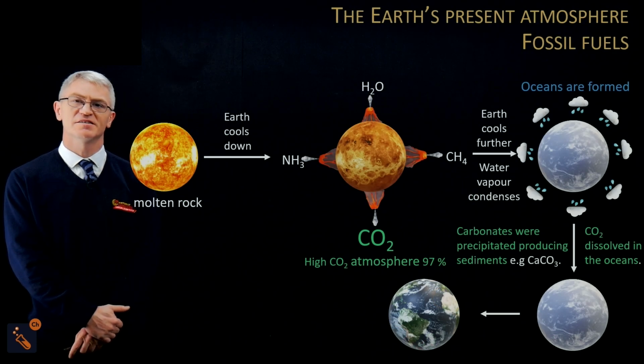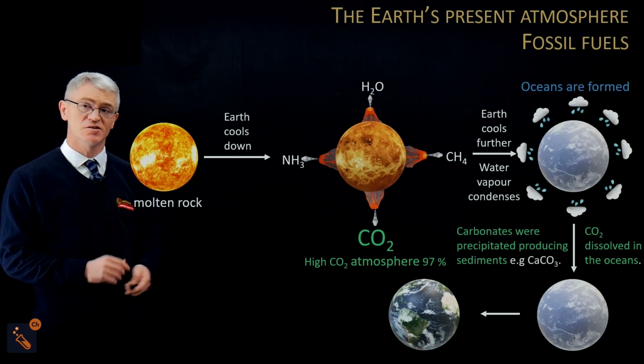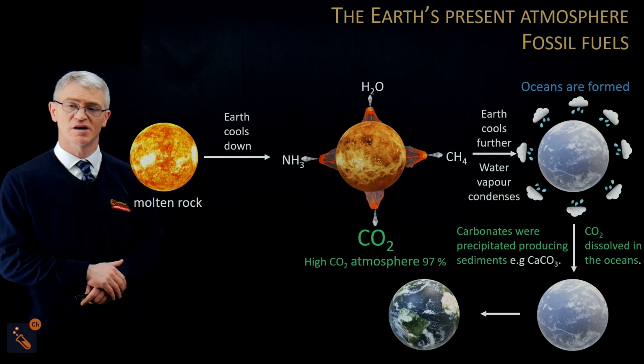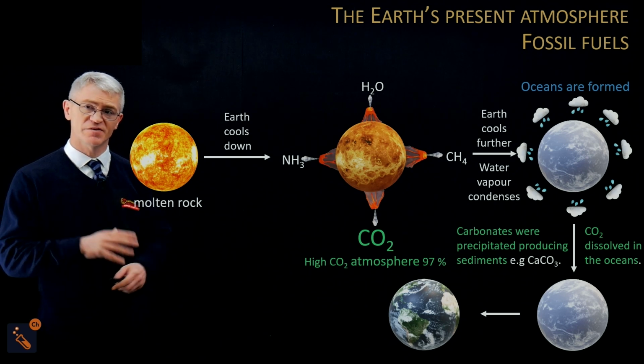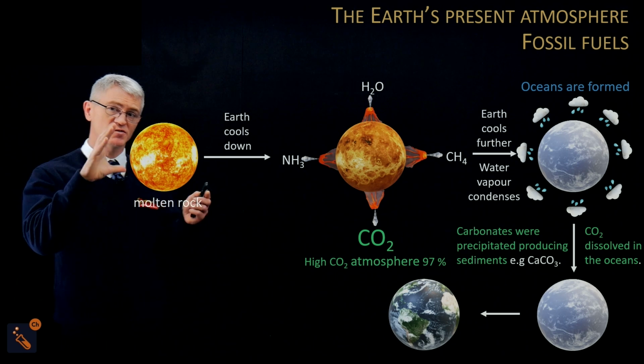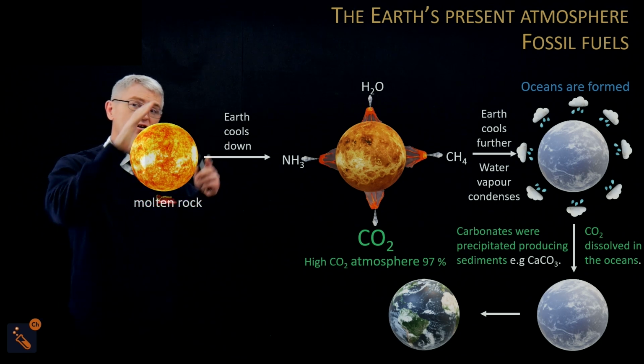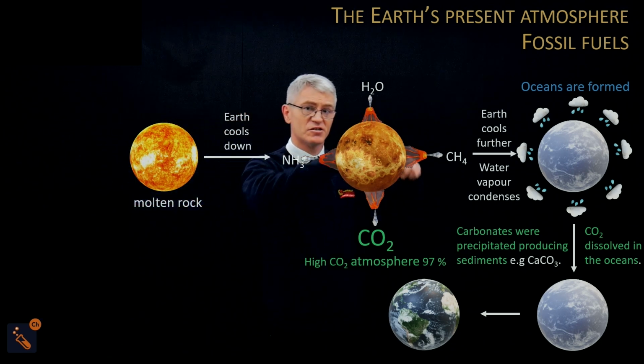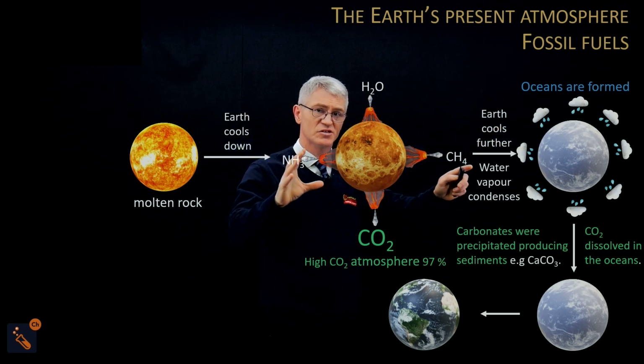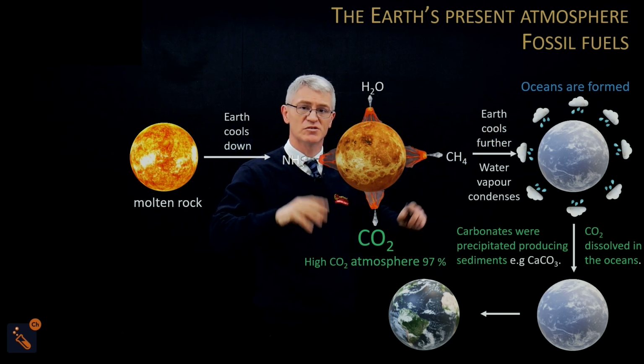So we're now going to look at the Earth's present atmosphere and how we've affected it with the burning of fossil fuels and our behaviour. Now, just a very quick summary, going from that molten rock, the molten rock of the original Earth cools down, you get the crust, you get the volcanoes, all these chemicals come out, which are the building blocks of life.